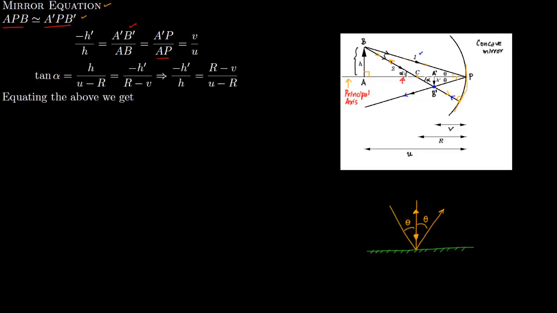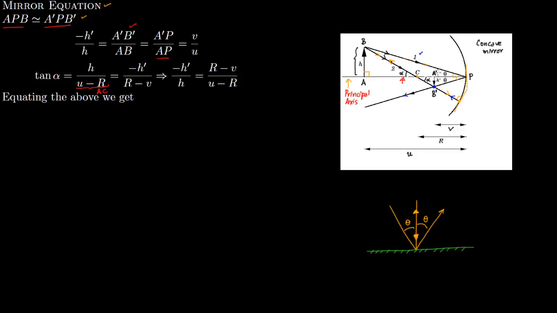Now focus on this triangle A, B and C. In the triangle ABC you have this angle alpha. So tan alpha is equal to H over this distance AC. Now what is AC? AC is nothing but U minus R. So this U minus R is nothing but AC.